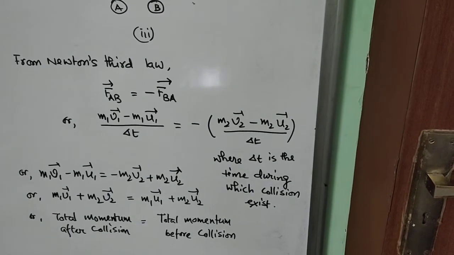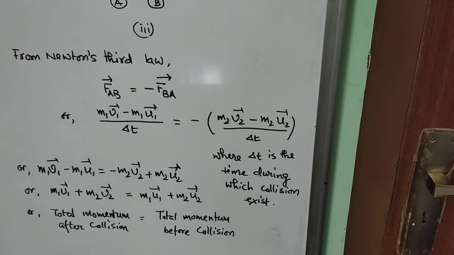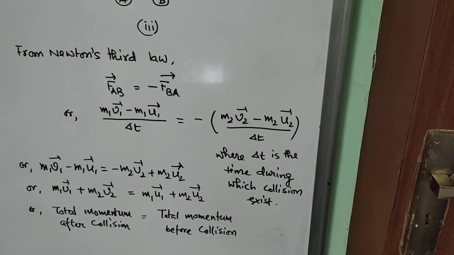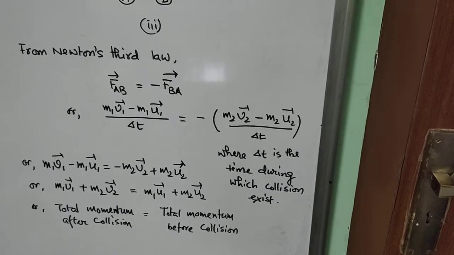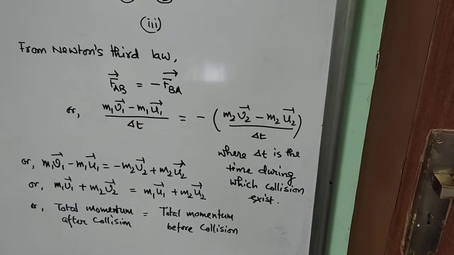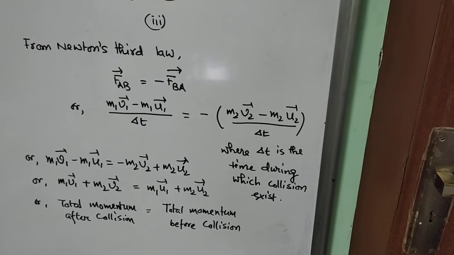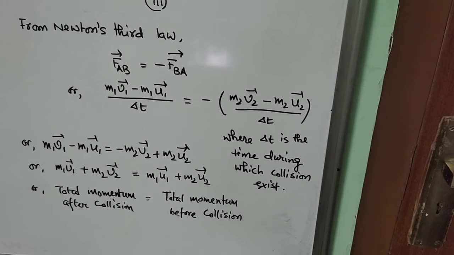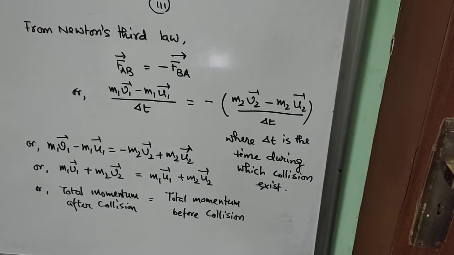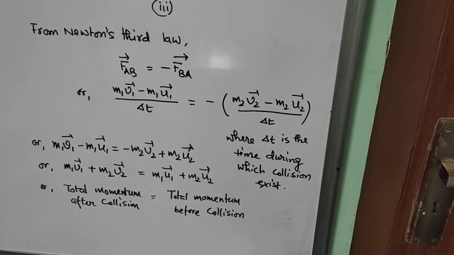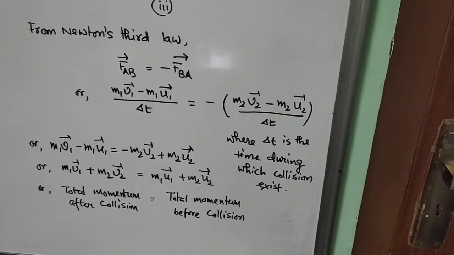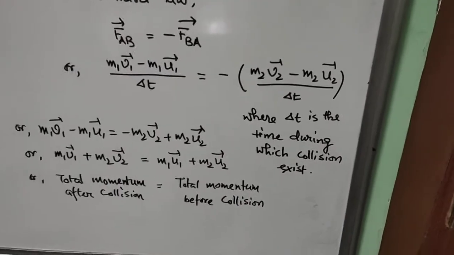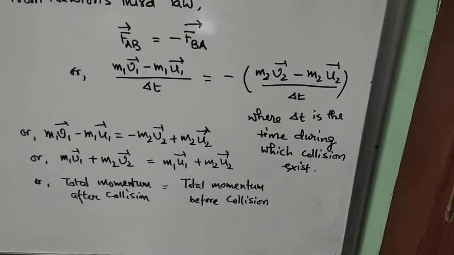So m1 v1 vector, let me take the m1 terms on one side and the m2 terms on the other side. If you simplify, m1 v1 vector plus m2 v2 vector equals m1 u1 vector plus m2 u2 vector. This is the simplified form: m2 v2 vector comes to this side with a plus sign, along with m1 u1 vector plus m2 u2 vector.